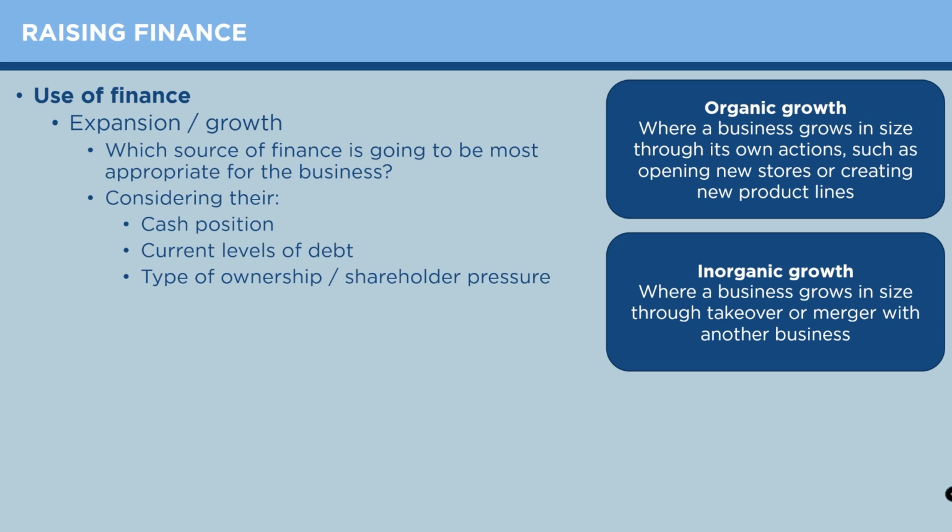So in the case study, what's the cash position of the business? What kind of levels of debt do they have? Have they expanded before? Have they got the money to be able to do this? Are there going to be pressures from shareholders to make sure that this money is recouped very, very quickly?